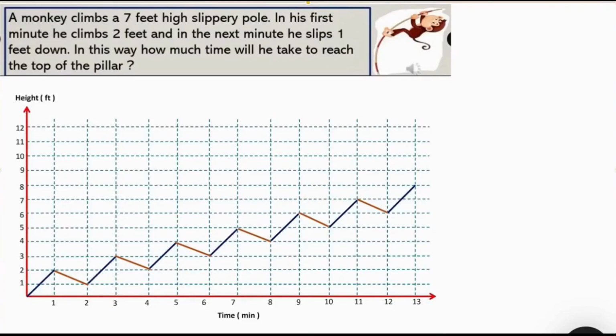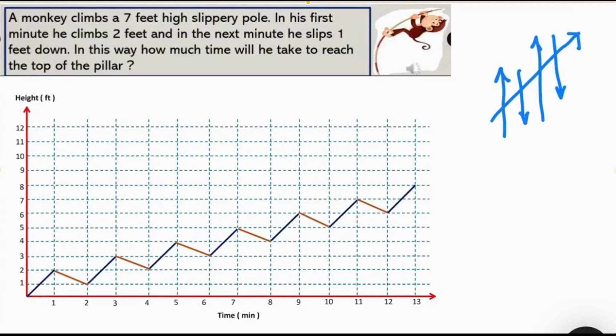So in this kind of a problem, the scenario would be that the monkey will move up a slippery pole a bit. The pole is slippery, so it will again slip down a bit. And then again from there he'll move up a bit and again slip down a bit. So eventually he will actually move up, but while moving up he'll keep on slipping.